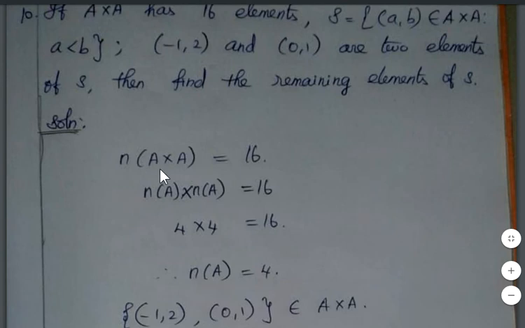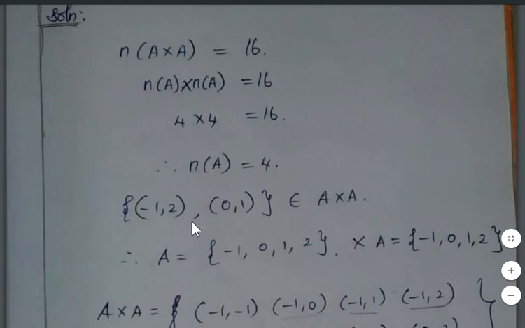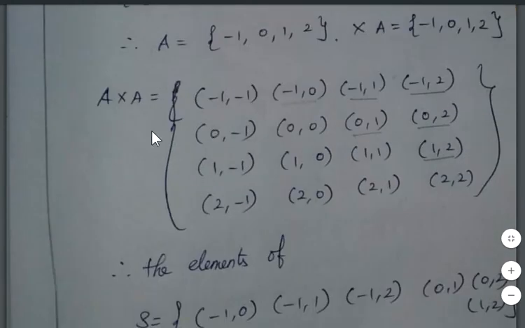That is the question. n(A cross A) is 16 means n(A) is 4 elements. So A cross A, two of its elements are given, (-1, 2) and (0, 1). So here the 4 elements are different elements. Therefore the value of A is {-1, 0, 1, 2}. And then A cross A. So first we calculate A cross A. A cross A means totally we find 16 elements.